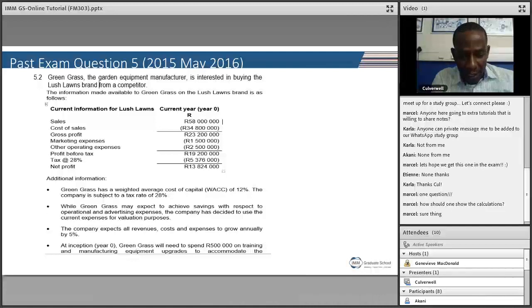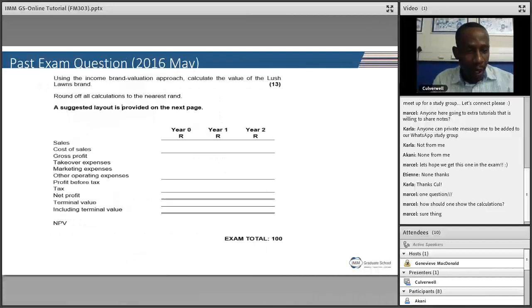At inception, year 0, meaning now, Greengrass will need to spend 500,000 on training and manufacturing equipment upgrades to accommodate the buying of the Lash. Using the income brand valuation approach, calculate the value of the Lash Loans brand, 18 marks. Round off all calculations to the nearest rand. So they've already stipulated that they want figures rounded to the nearest rand.